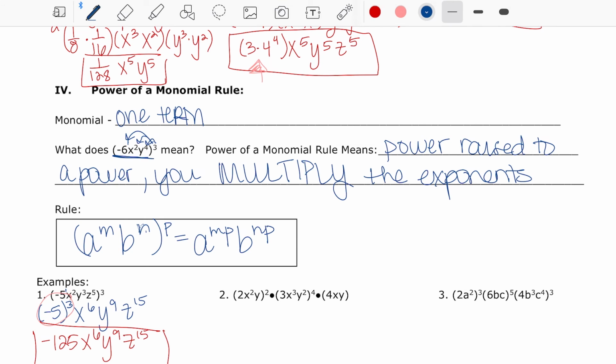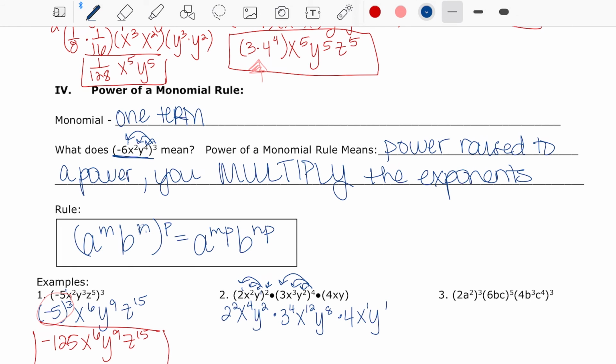So for our next one, for number 2, that outer 2 right there is going to go to the 1 that's on the 2 right now, the x squared, and then the y. And that y has an exponent of 1. And then our 4 over here is going to go to the 3, the x cubed, and the y squared. So we get 2 squared times x to the 4th times y squared, multiplied by 3 to the 4th, x to the 12th, and y to the 8th, multiplied by 4 times x, y. Remember, when you don't see those exponents on the variables, it's an understood 1.